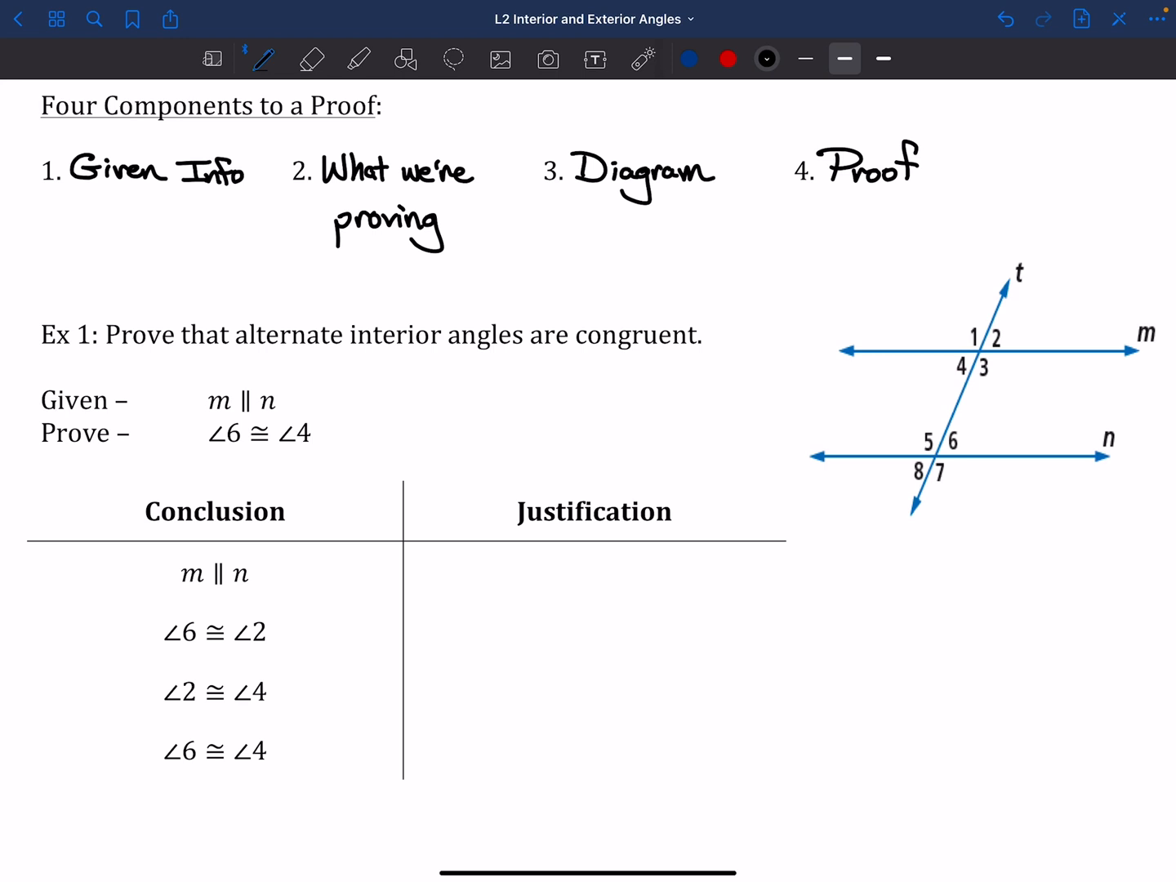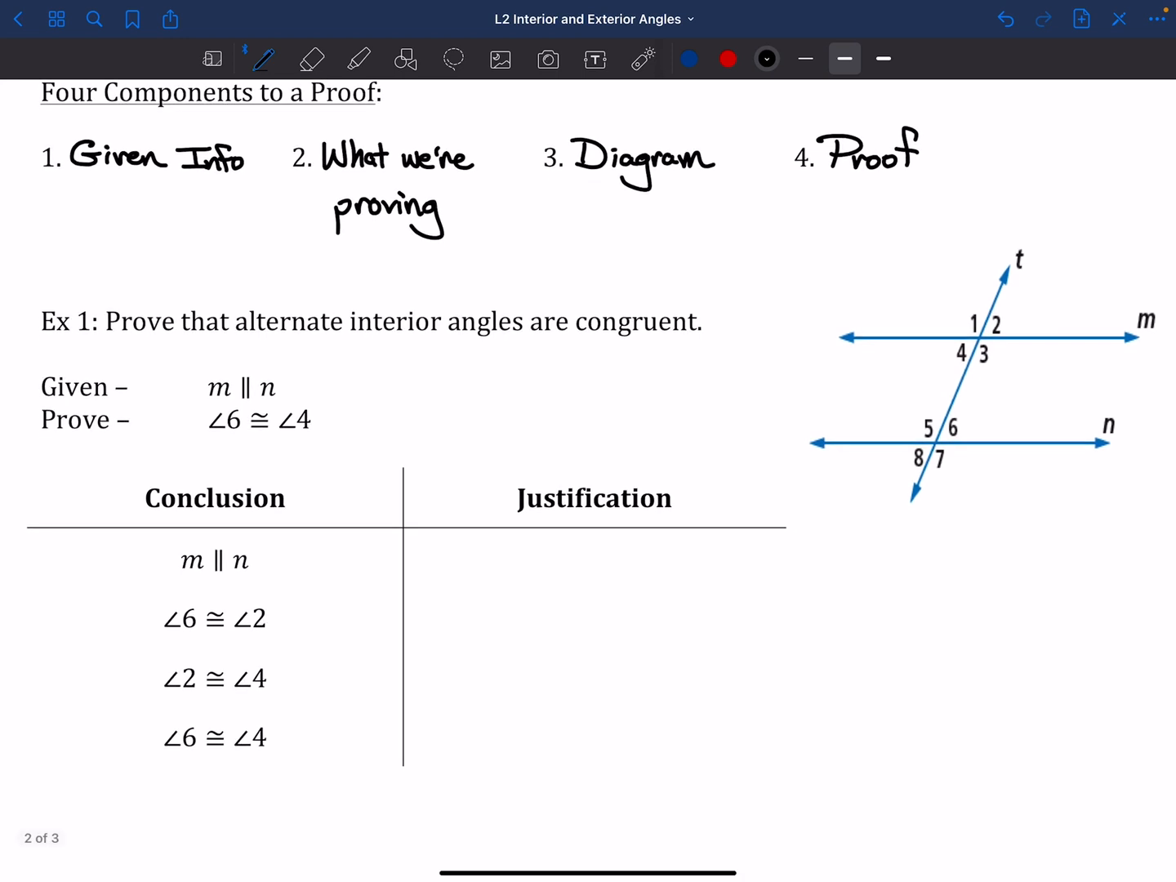So for this first one, we're going to prove that the alternate interior angles are congruent in this diagram, right? So we have our given info, right? That's the first thing. We are given that M is parallel to N, right? What I would suggest is anytime you have given information like that, look over at your diagram and make sure that information is marked on your diagram. So I don't see anything that says that M is parallel to N, so I'm going to put these little parallel arrows on it. And now it's showing that M and N are parallel to each other, right? That's showing our given information.